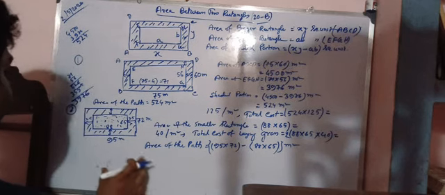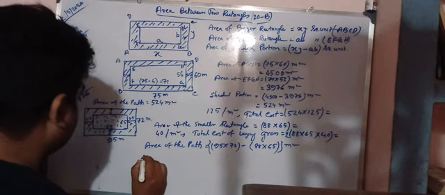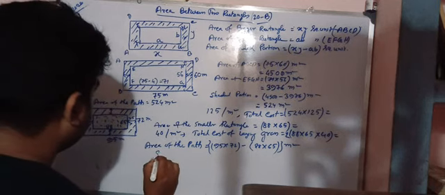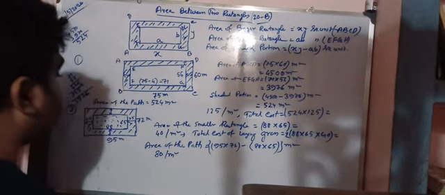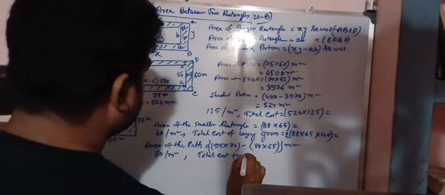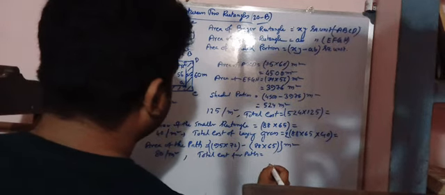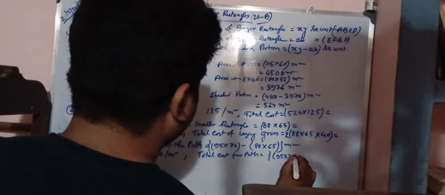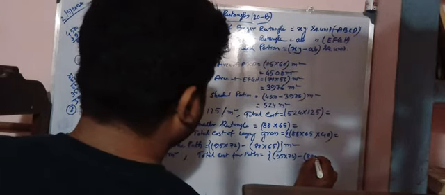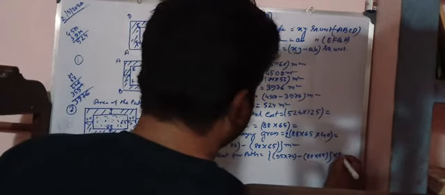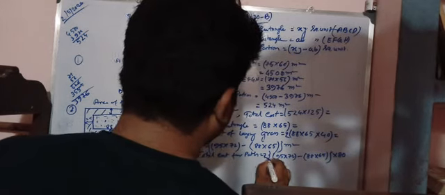Next, now the cost for the path is rupees 80 per meter square. So the total cost for the path is equal to 95 into 72 minus 88 into 65, into 80 rupees.